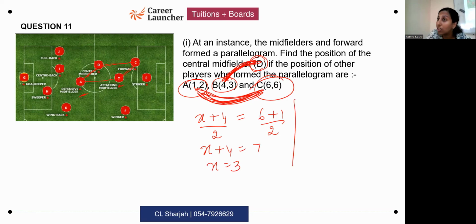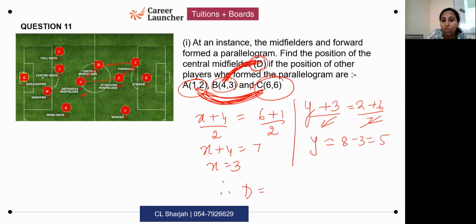Next, the y coordinate, same logic. The y coordinate of D plus y coordinate of B by 2 is equal to y coordinate of A plus y coordinate of C by 2. 2 plus 6 by 2. So you get y is equal to 8 minus 3, 5. Therefore, D is equal to what? 3, 5.